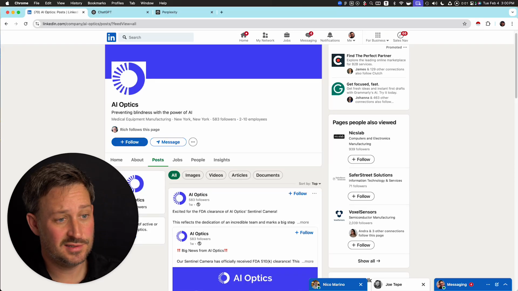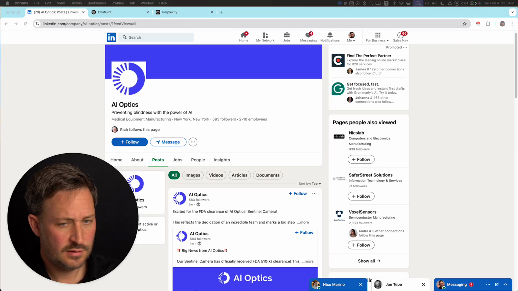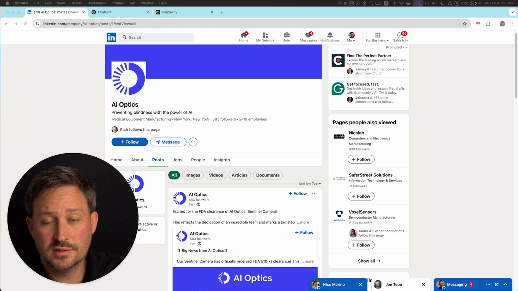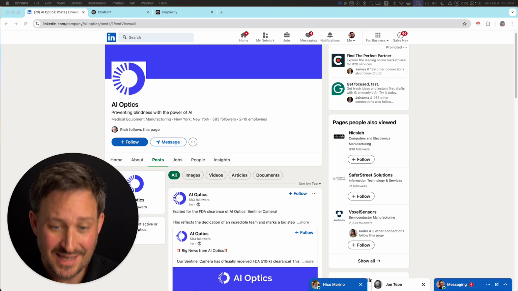This, my friends, is gonna be a banger. What are we doing today? We're going to go from zero to hero in the go-to-market cannonball process for AI optics.